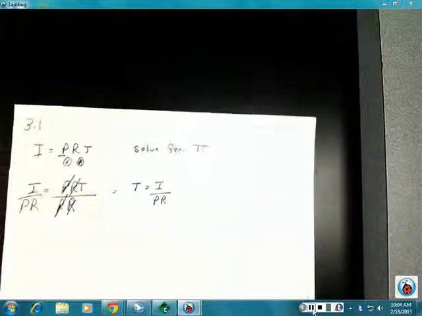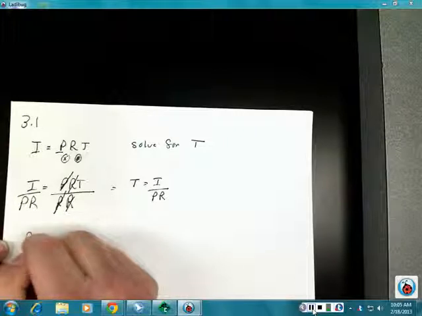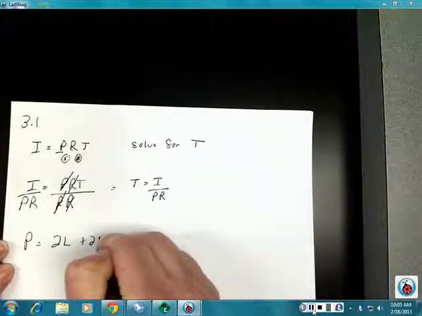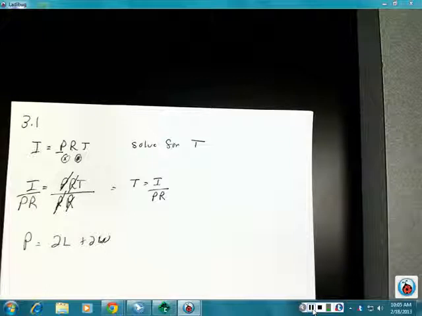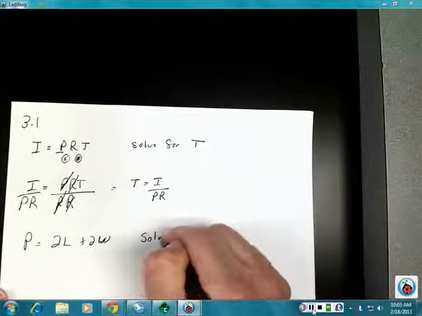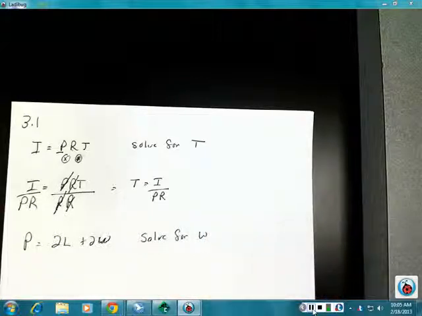So I'm going to do that division stuff. So I've got to look at it and see what it's asking me to do. If they gave you another one, such as perimeter equals 2L plus 2W, what's that the perimeter of? Perimeter of a rectangle. And it says solve for W. How am I going to get W by itself?